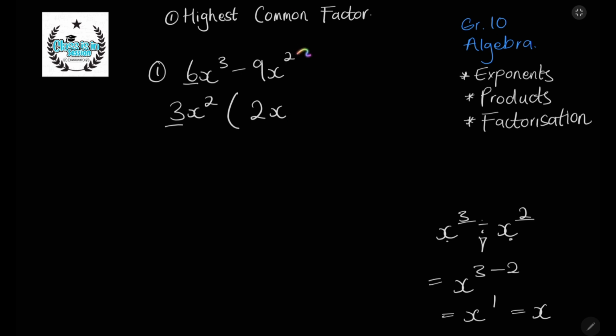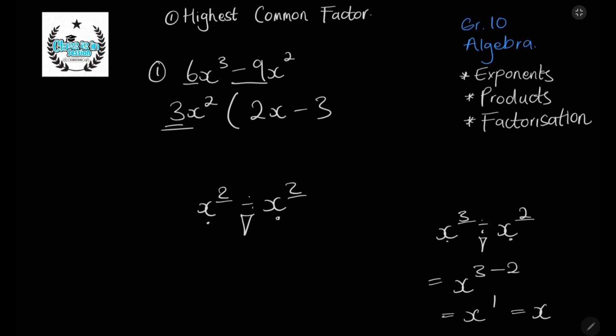Let's move to the second term, this one. This should be negative 9. Don't forget the sign. Negative 9 divided by 3, we should get a negative 3. Then x squared divided by x squared. We have x and x, the same bases that are divided, so we subtract the exponents. You need to know your laws of exponents, okay?